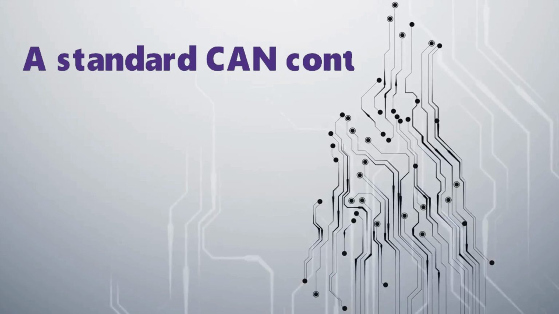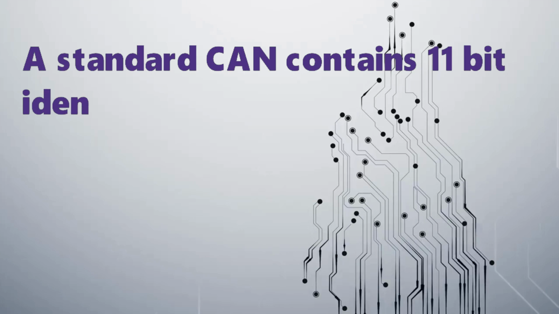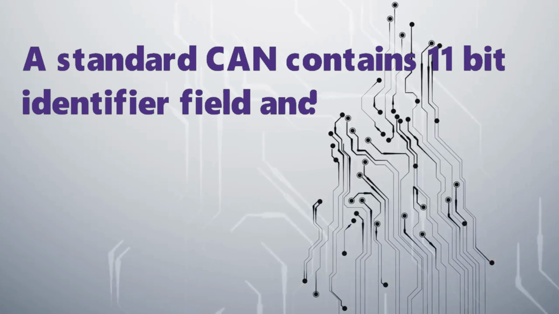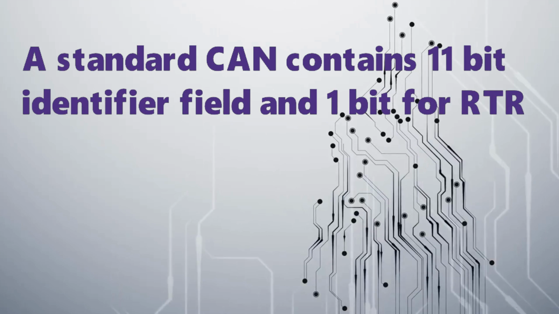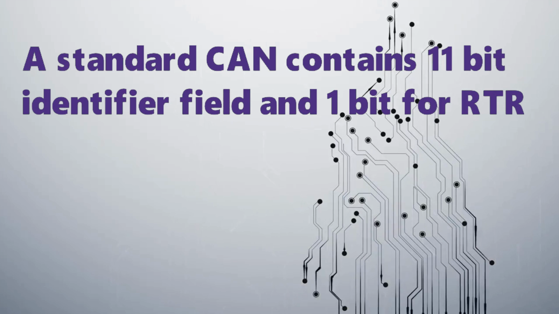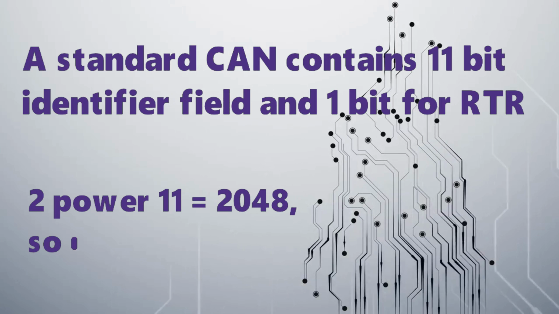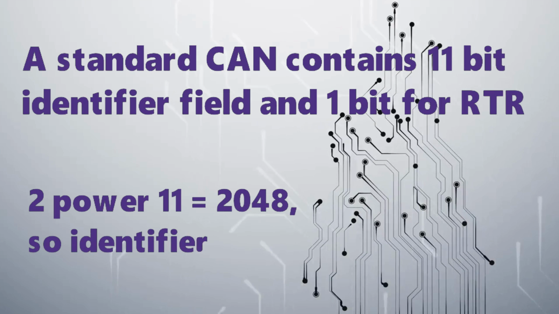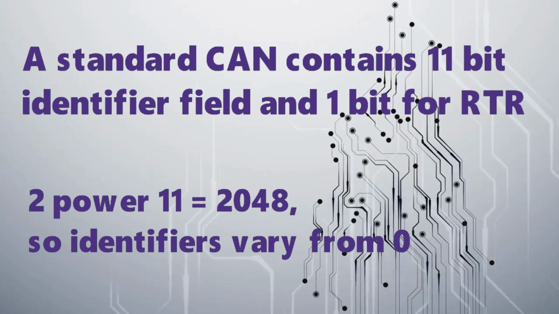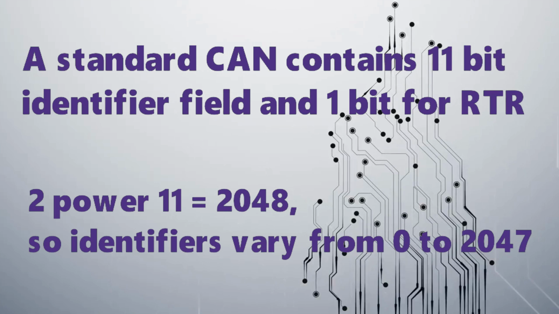A standard CAN contains an 11-bit identifier and 1 bit for RTR. So 2 power 11 is equal to 2048. So the identifiers vary from 0 to 2047.